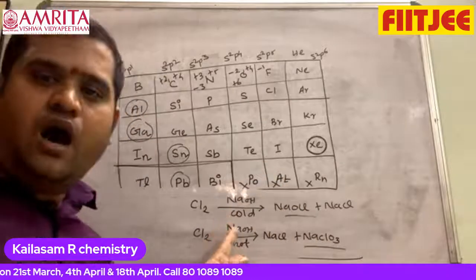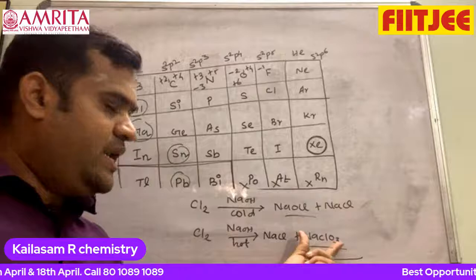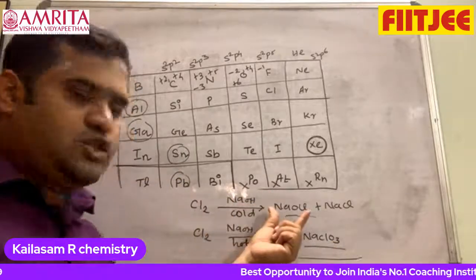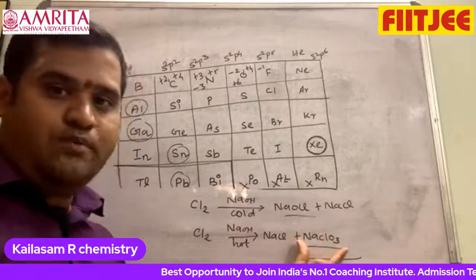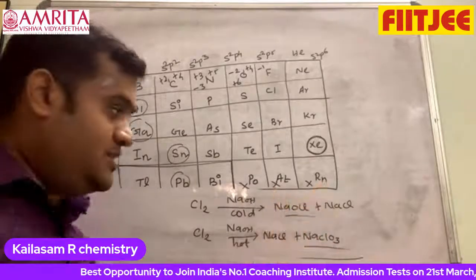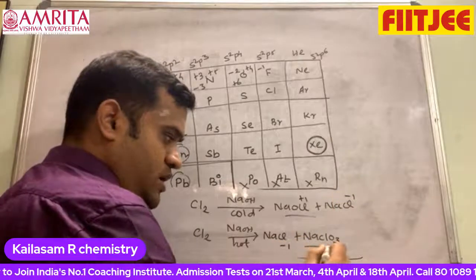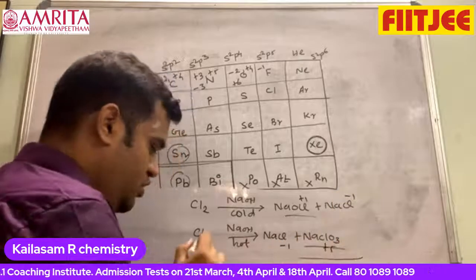When you use hot NaOH, you are going to get NaClO3. If it is cold and dilute NaOH, you are going to get sodium hypochlorite. This is sodium chloride. Oxo acids of halogen. Look at this. This is the +1 state. This is -1. This is -1. This is the +5 state. This is the 0 oxidation state.